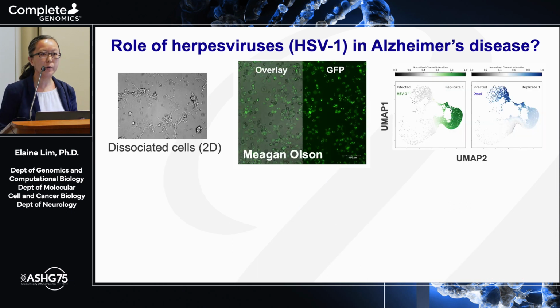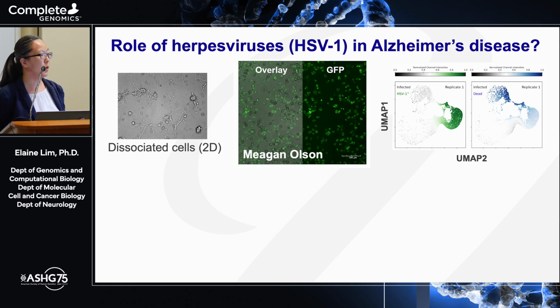So why were we doing this other than just generating a lot of transcriptomics data sets? We are very interested in trying to understand the role of common viruses, starting with herpes viruses, but eventually SARS-CoV-2 as well, in potentially causing neurodegenerative diseases such as Alzheimer's disease.